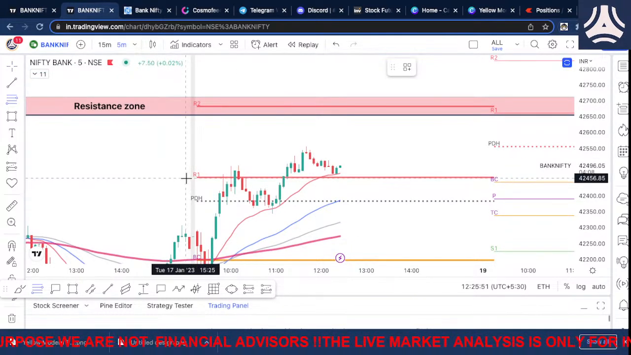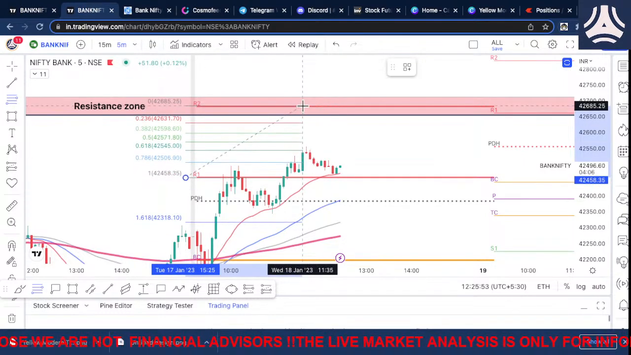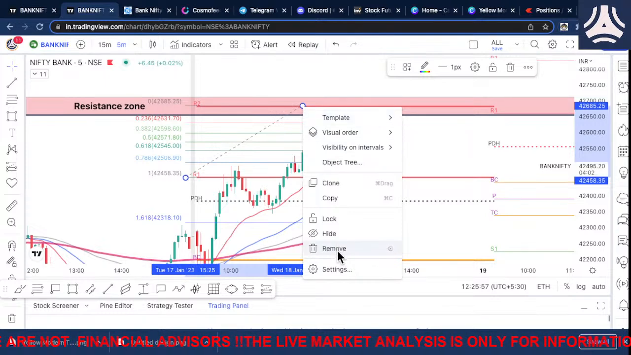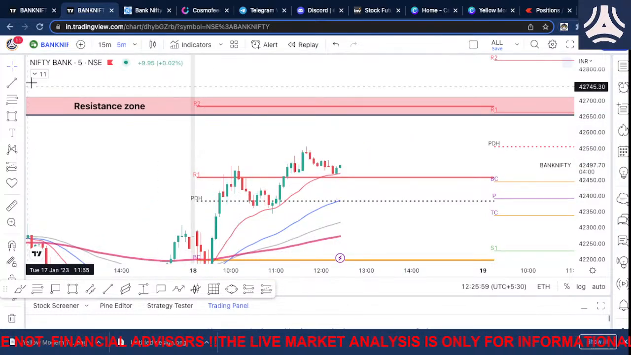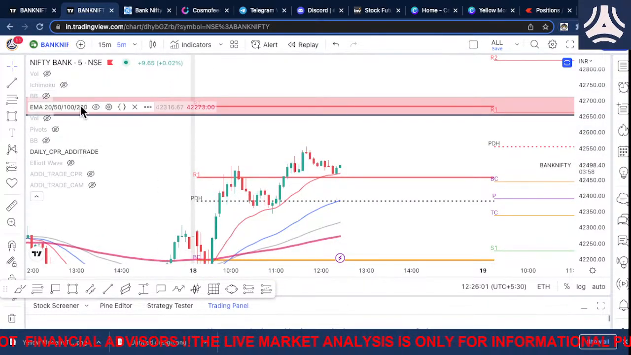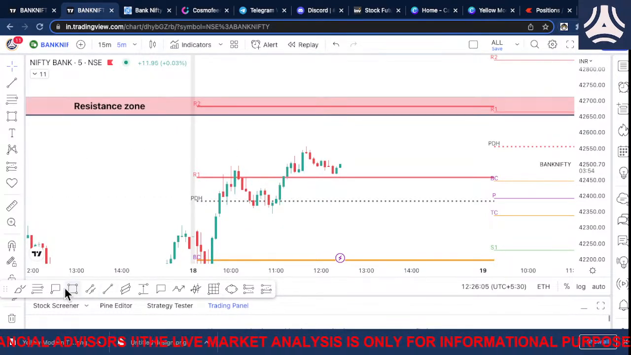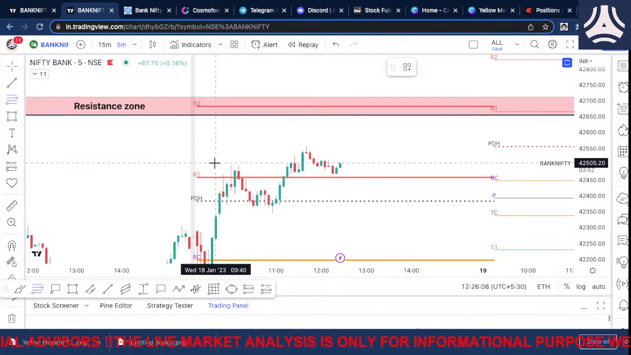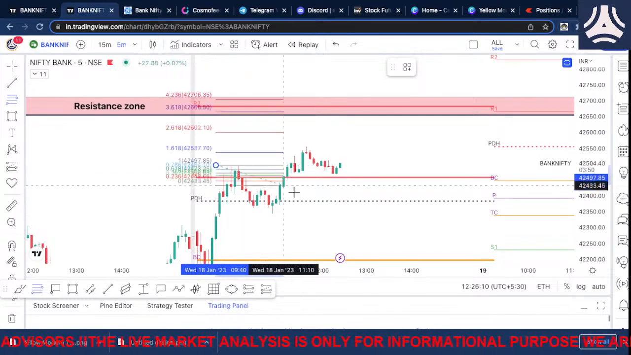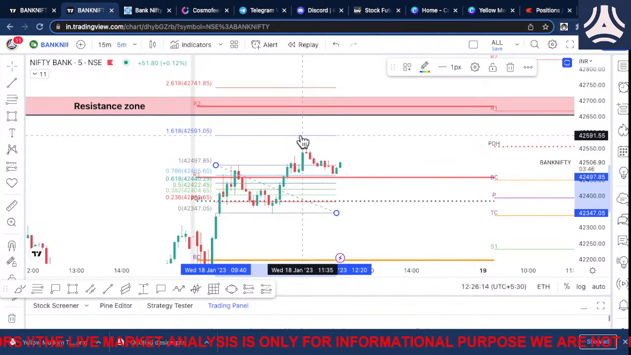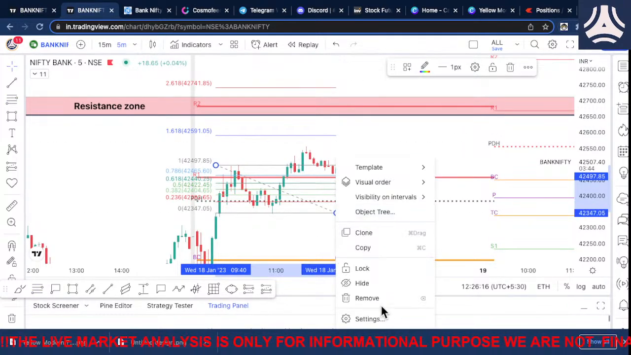So we can always keep 50% of R1 and R2 as one target, and let me close this so that the chart is pretty clean, and take this entire swing high from here to here, and we can even keep these fib levels as our targets.